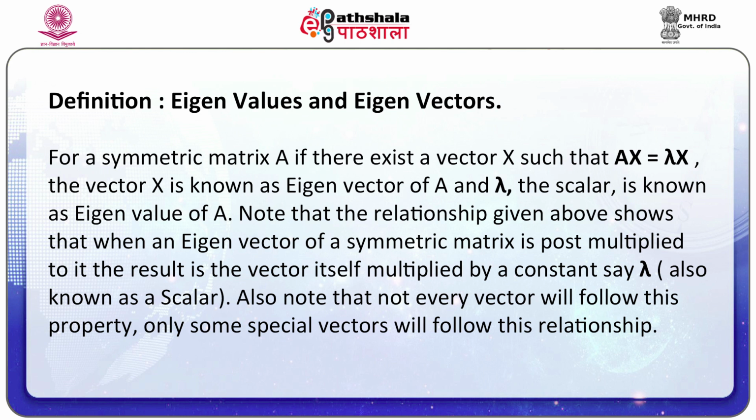Note that the relationship given above shows that when an eigenvector of a symmetric matrix is post multiplied to it, the result is the vector itself multiplied by a constant, say lambda, also known as a scalar. Also note that not every vector will follow this property, only some special vectors will follow this relationship. See the given example below.